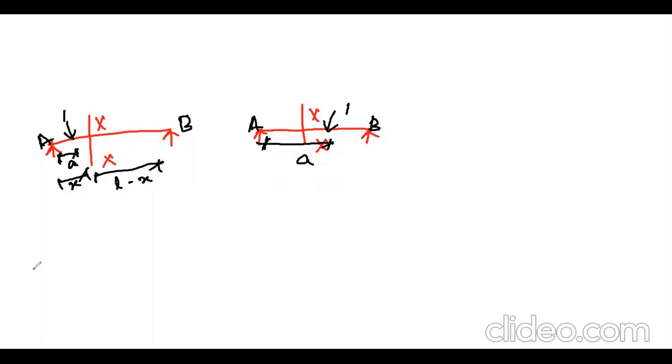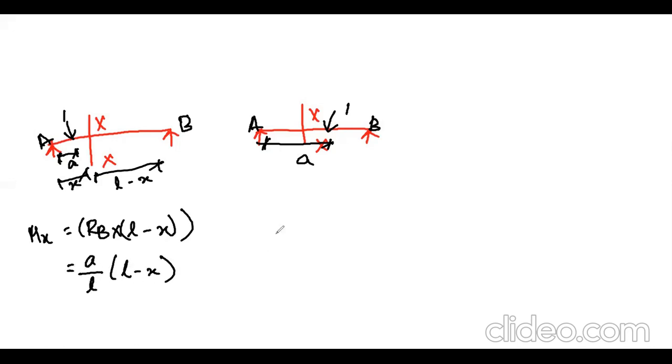Now for shear force we have found the shear force. Since it is a bending moment, we have to find the bending moment at the section x. To find it, I can take either side of the section. It will be easy for me if I take the right side. So I am considering the right side. So what happens? RB into the distance L minus x. Am I right? So the value of RB is A by L into L minus x.